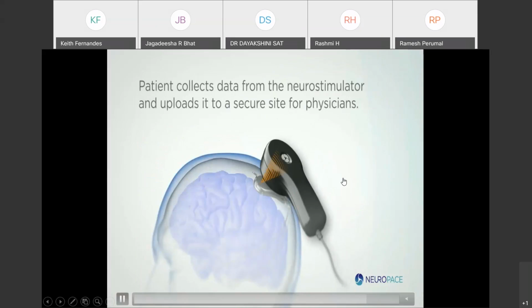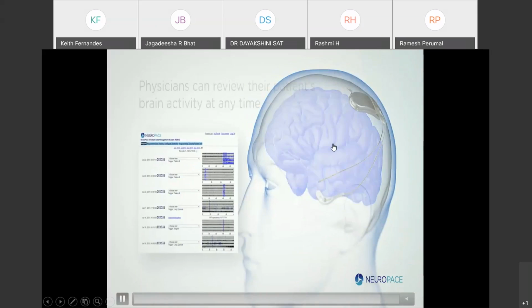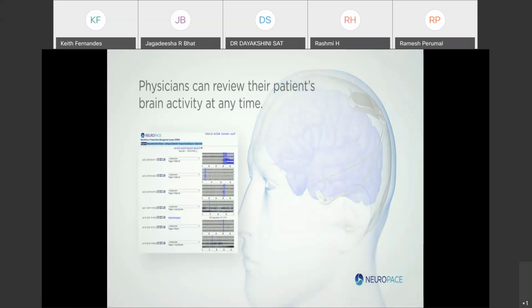And patients can collect data by telemetry from the device to their laptop or the software provided by the company.